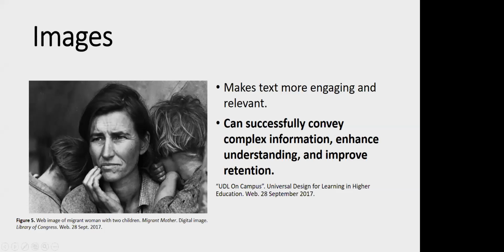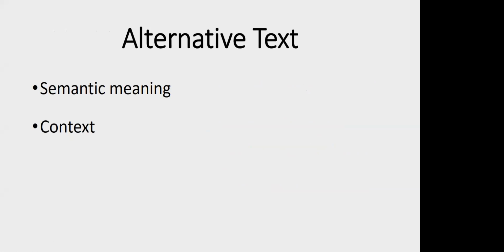And the images are important. We use them all the time. They make our text more engaging, and they can convey complex information. The trick with images is whether or not there is alternative text. And with alternative text, there's two things. The first is semantic meaning. So I am in words explaining what this picture means. But there's also context. Not all alternative text is going to be created equal. And occasionally there is absolutely no alternative text for the student to see.